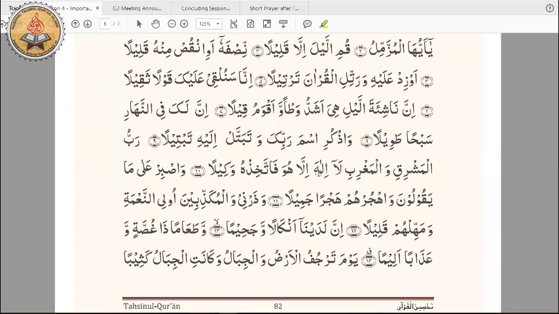لا إله إلا هو فاتخذه وكيلا. وكيلا. Okay, so this is not a thick letter. This is not like qaf. This is ka. So it's a thin letter. Wakila. Yes. Okay, good.